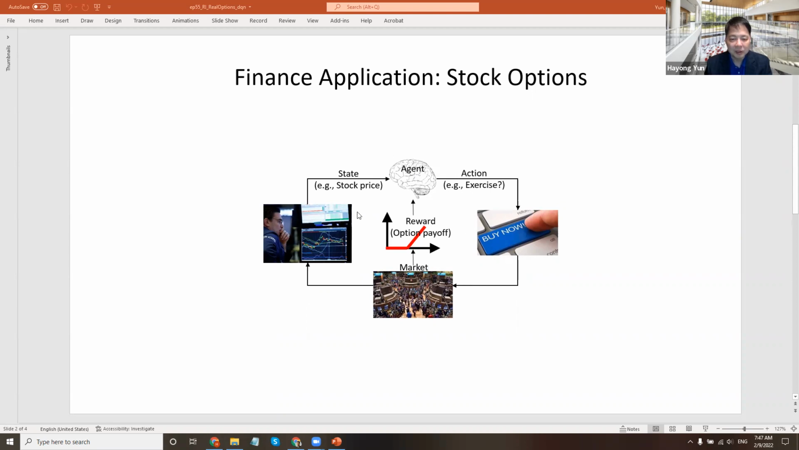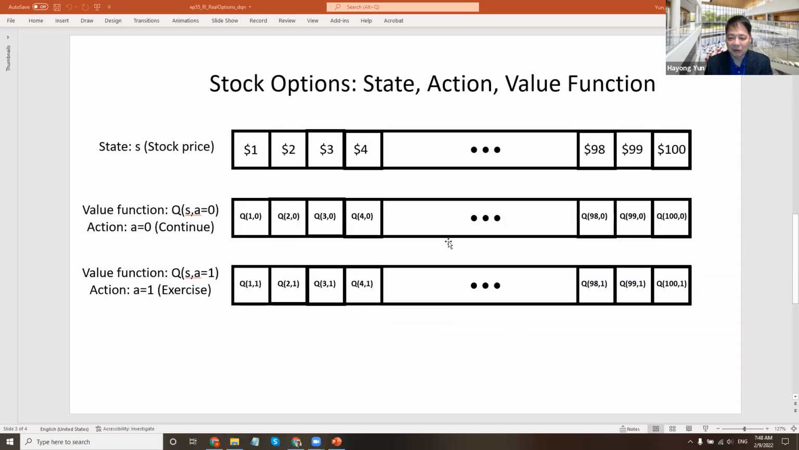Initially, when the agent is in training, it may exercise the option when the stock price is below the exercise price, and you actually lose money. But hopefully, as it gets smarter, it will only exercise the option when the stock price is above the exercise price, and hopefully at an optimal point. So let's see how that works out.